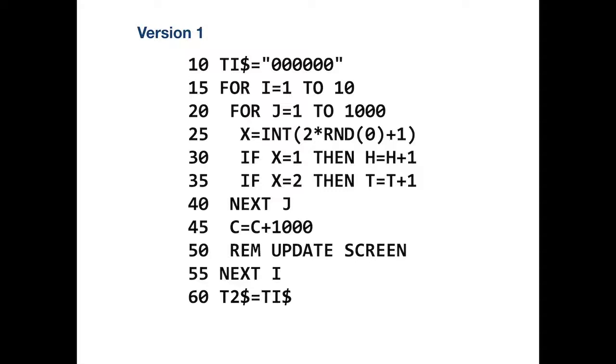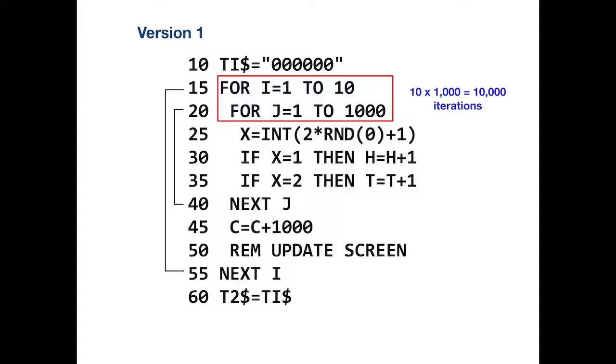Here is version 1 of the BASIC routine. This is roughly what I turned in for my assignment, and it was good enough to get the credit. But let's do a quick walkthrough of the code anyway. First we set the timer here to 0, so the computer is going to be our stopwatch. Then I set up a nested for-next loop here, which is 10 loops of 1,000 iterations apiece, which gives us a total of 10,000 iterations.